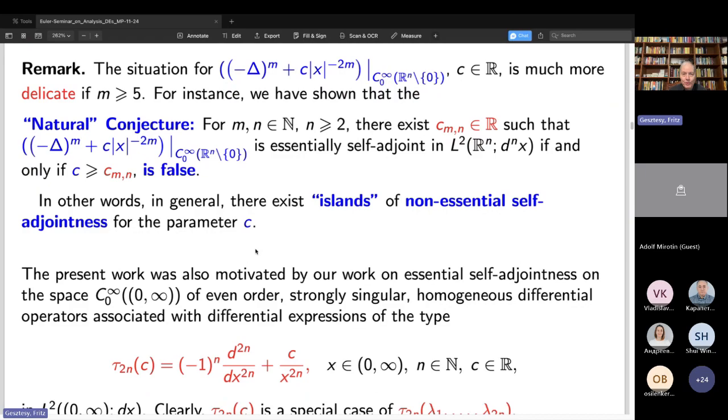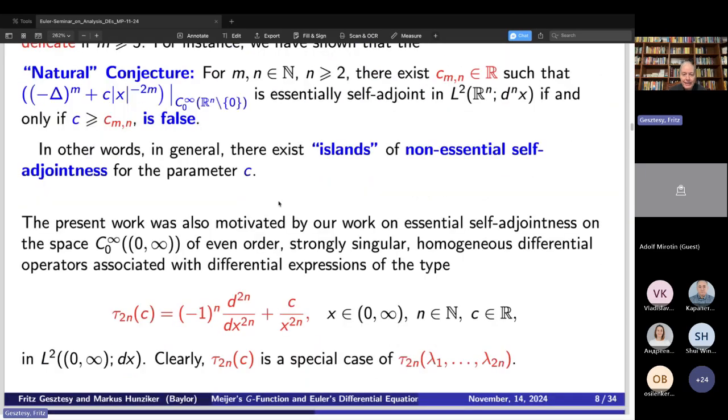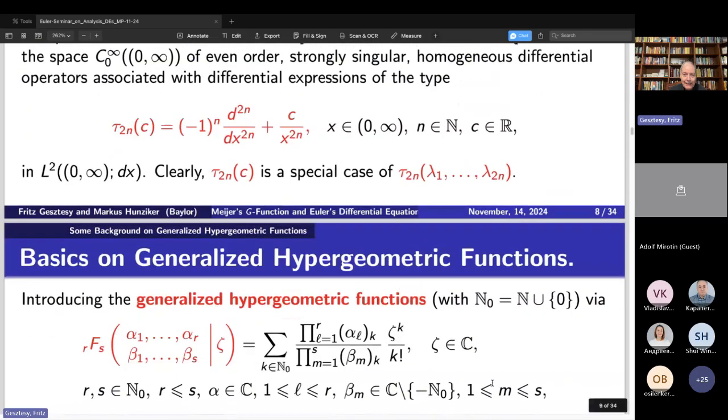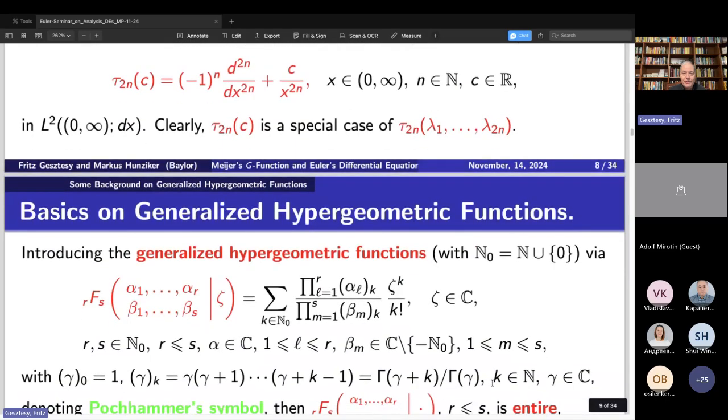Actually, this was one of the motivations. Another one has to do with the fact that we were interested in homogeneous ordinary differential expressions of this form. And of course, a situation like this leads to a special case of tau, where the underlying parameter capital N is even again, so 2n. All right. Now let's go towards Euler.